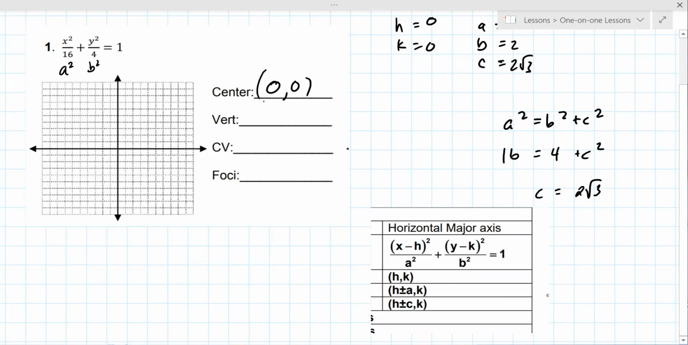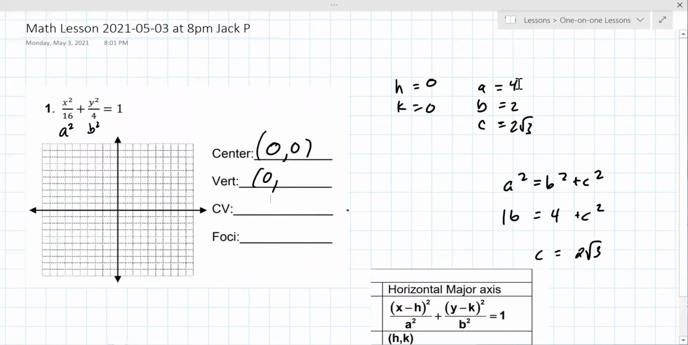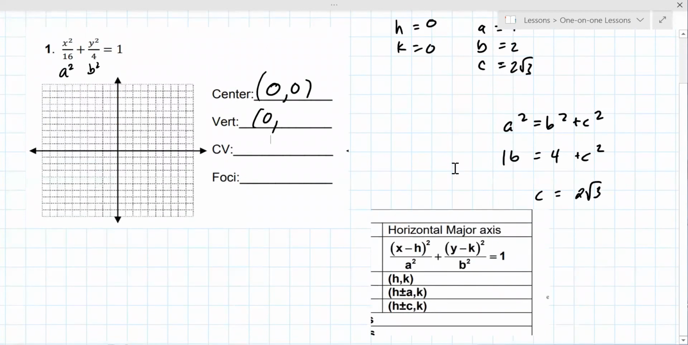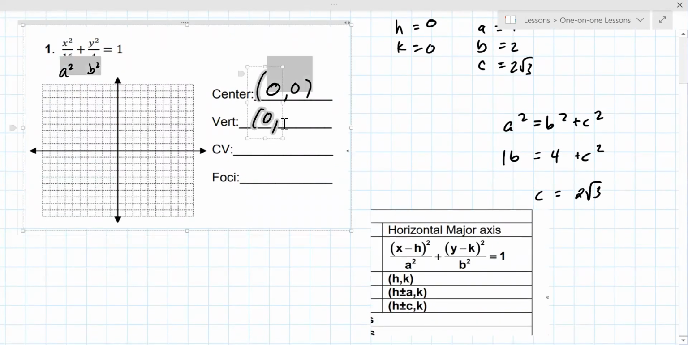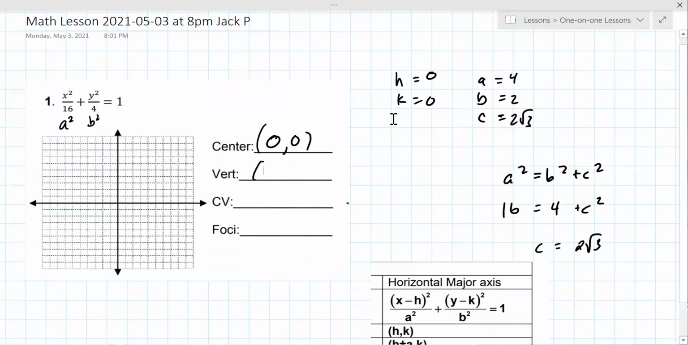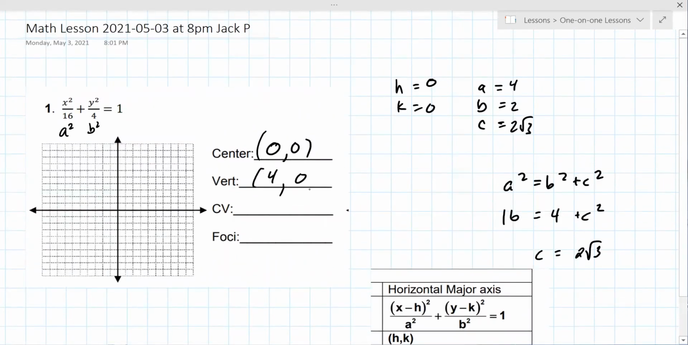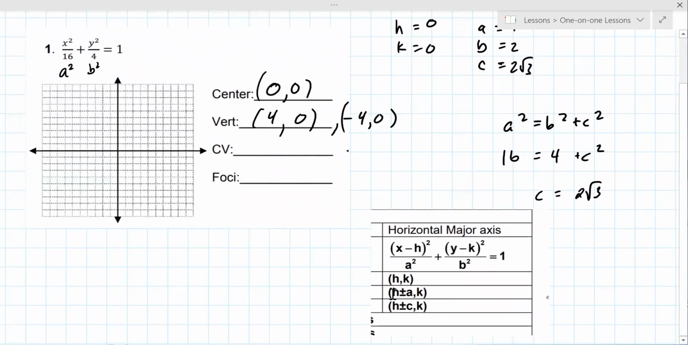The vertices are the next one here, H plus or minus A, comma K. I'm sorry, I've got this backwards. It's H plus A, 4, comma 0, and then minus 4, comma 0, just using this formula down here for H.